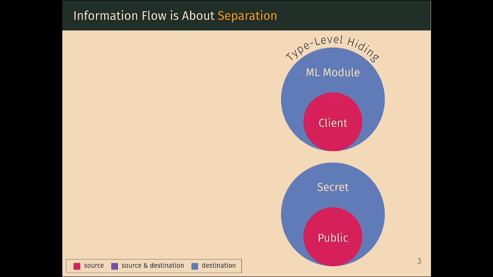And going to something weirder, if we look at ML modules, at the type level, it's okay for type information about the client to flow into the module. But it's not okay for module internal types to flow into clients. It would be very bad if an ML module's abstract type was revealed to its clients.